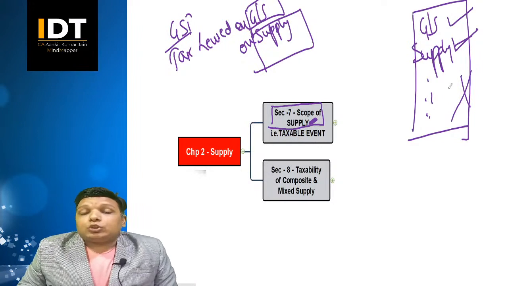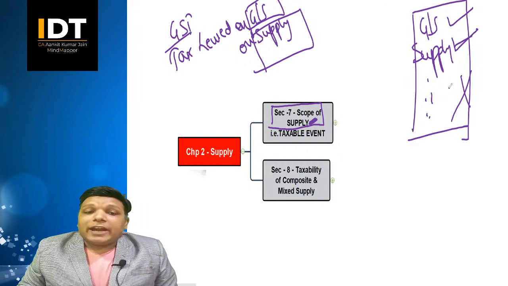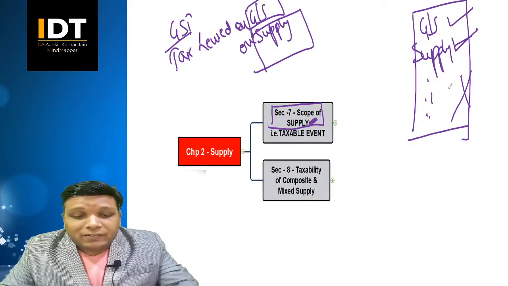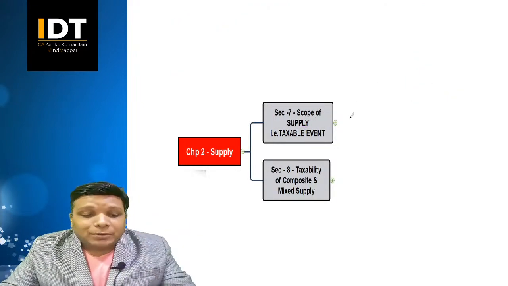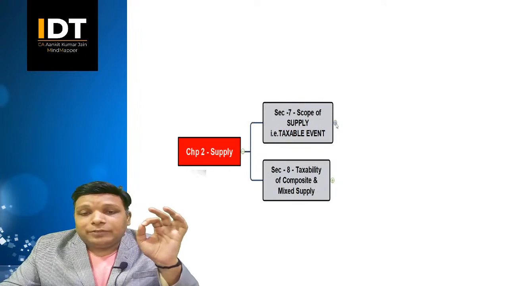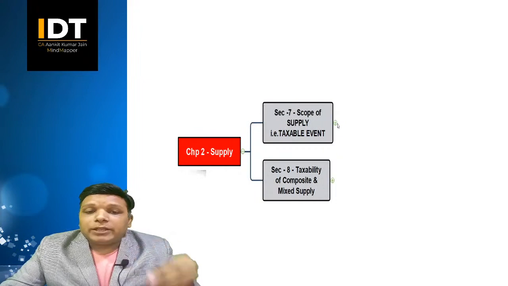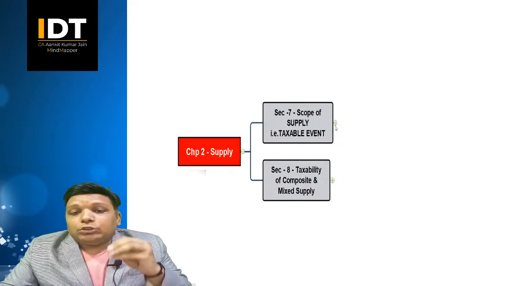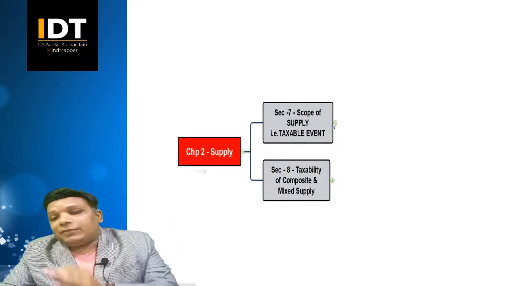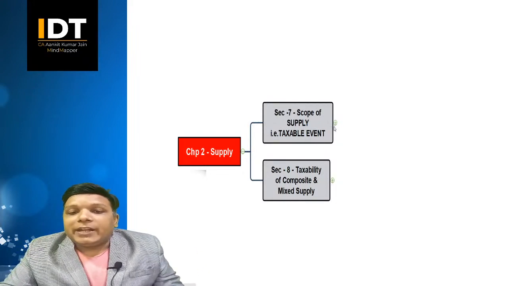So that means scope of supply, that is the taxable event, is what we are trying to understand now in the section 7. Clear everybody? So scope of supply, that is taxable event. What do you understand by this? We will go and understand. Then we have something called as taxability of composite and mixed supply also, right? So first let us go and decode section 7 and then we will decode section 8 as well.